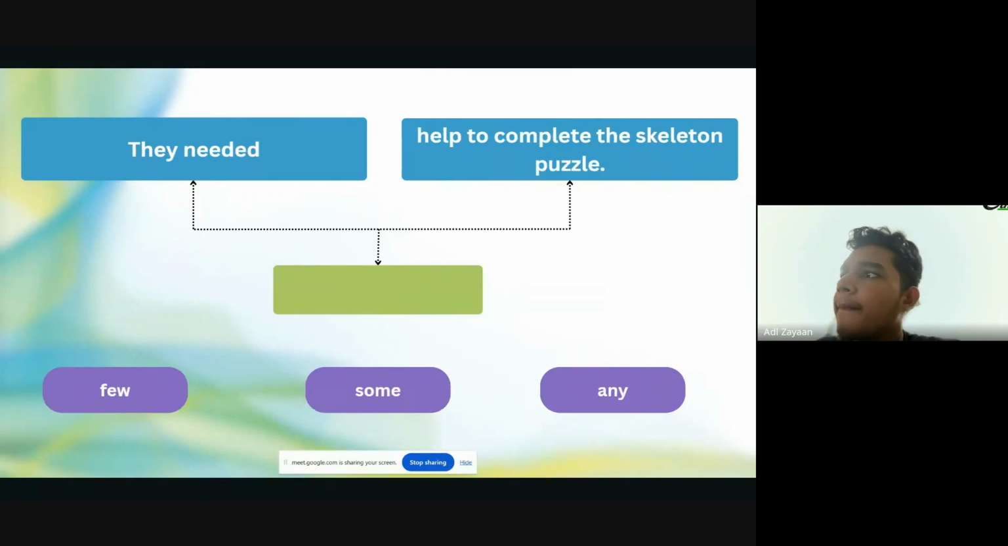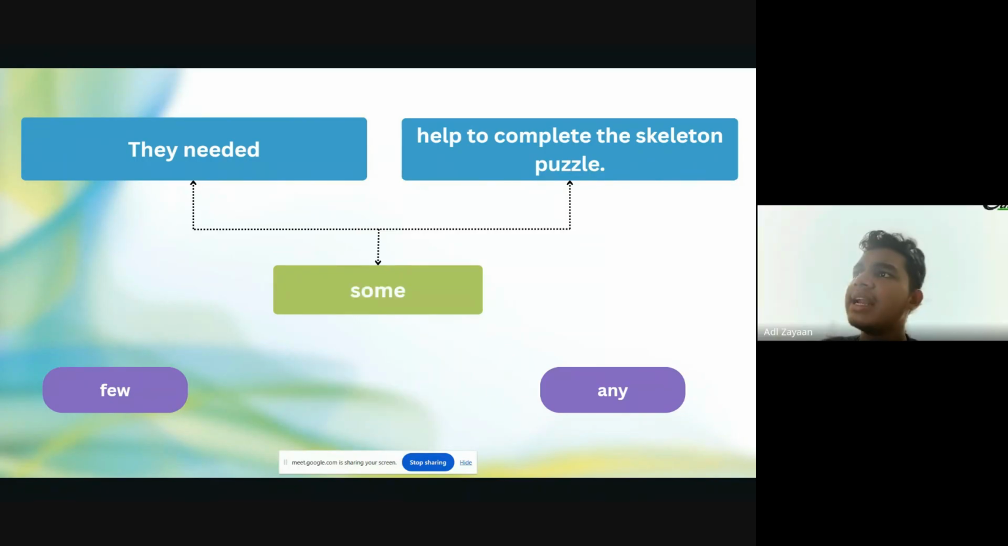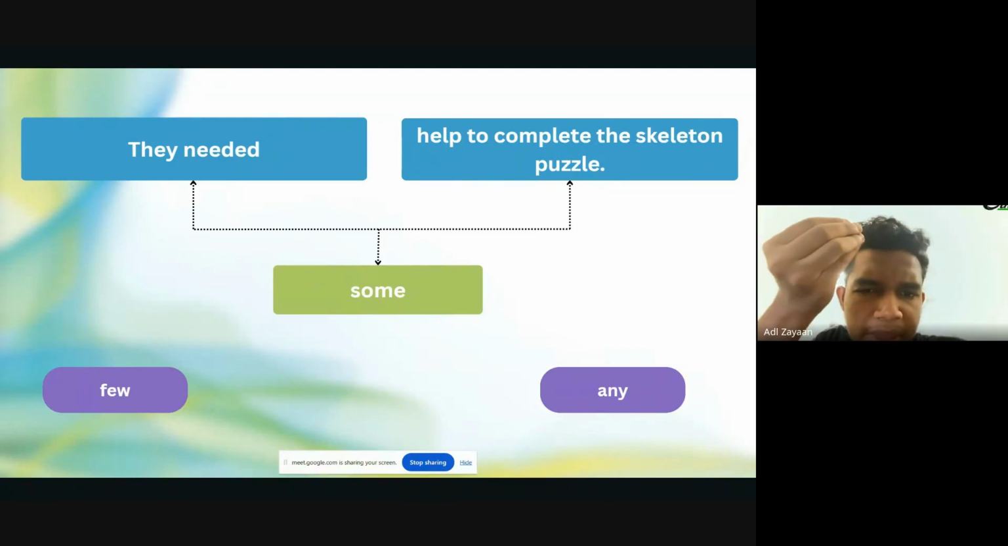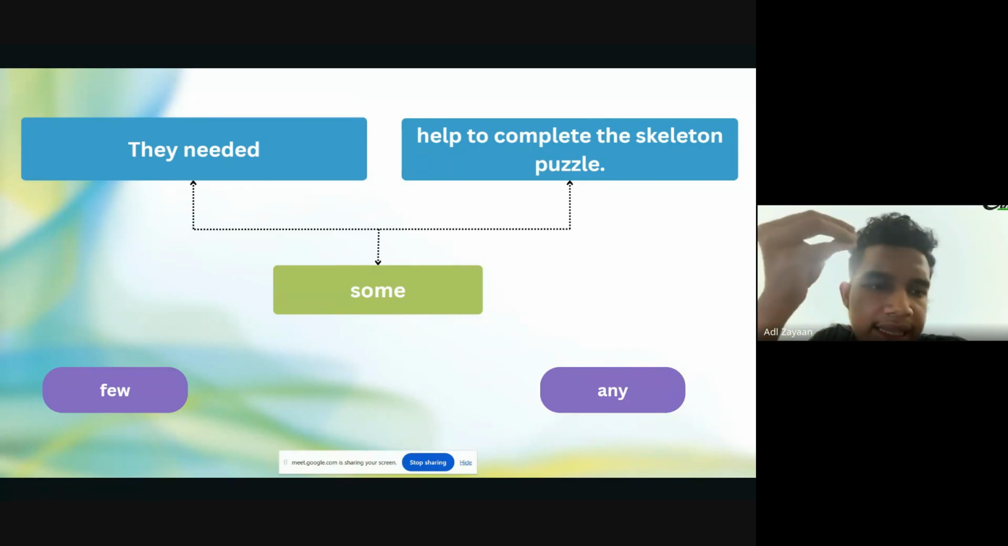Okay, if you see the next example, you can understand. They needed dash help to complete the skeleton puzzle. Some. So they needed some help to complete the skeleton puzzle. Some means not exactly few. In Hindi we'd say "kuch." So they needed some help to complete the skeleton puzzle. Okay, got it?